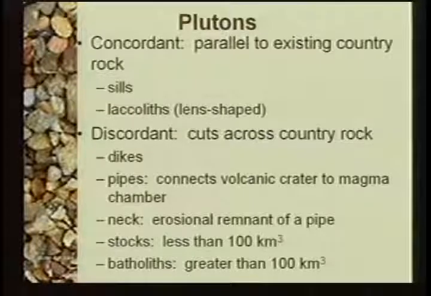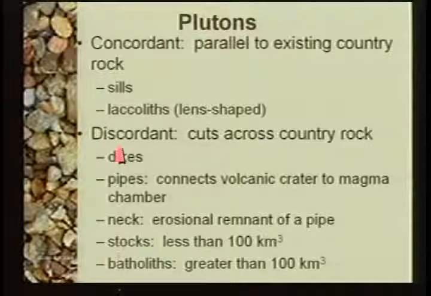Here we see that, let's see if I can get my pointer, there we go. We have basically two different types of plutons. Those that are emplaced parallel to the existing country rock are called concordant, and those that cut across the existing country rock are referred to as discordant. Concordant, or the parallel structures, can be in the form of sills, or if they're lens-shaped, and I'll show you an example of that on the next slide, they're referred to as laccoliths.